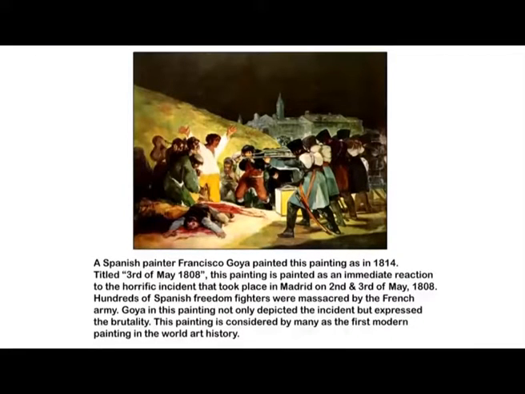like this painting by Delacroix, which is about the French Revolution, and also this painting by Francisco Goya, which he painted in 1814, and it's called the 3rd of May. This painting is painted as an immediate reaction to the horrific incident that took place in Madrid on 2nd and 3rd of May 1808. Hundreds of Spanish freedom fighters were massacred by the French army. Goya in this painting not only depicted the incident but expressed the brutality. This painting is considered by many as the first modern painting in the world history.